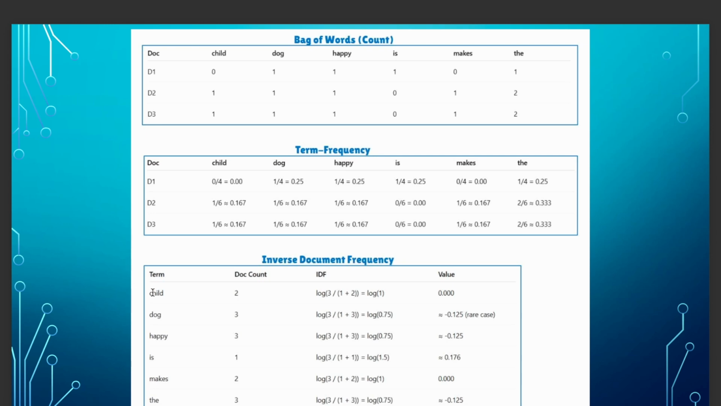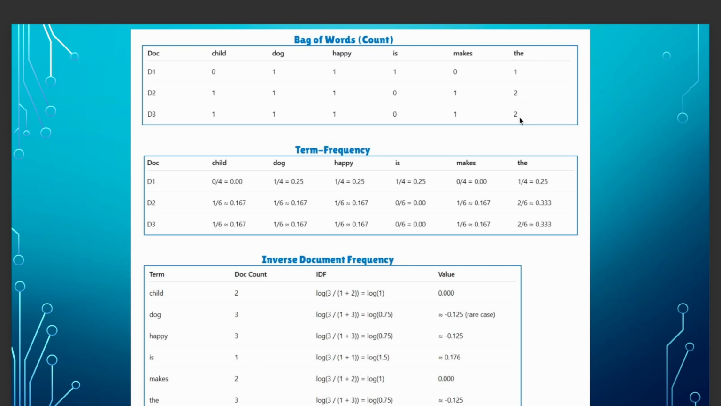So for the term child, it's occurring in two documents. Okay, for child, you see it's occurring in D2 and D3. Both document 2 and document 3. So the doc count is 2 for child, and then for dog, the document count is 3. So dog is occurring in 3 documents. Similarly, happy is occurring in 3 documents. Is occurring in 1 document. So the count is 1 here. Max is occurring in 2 documents. The is occurring in 3 documents.